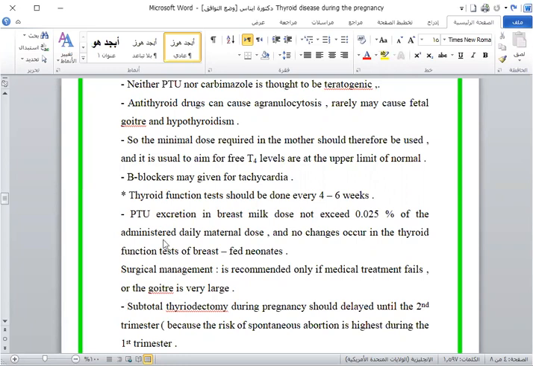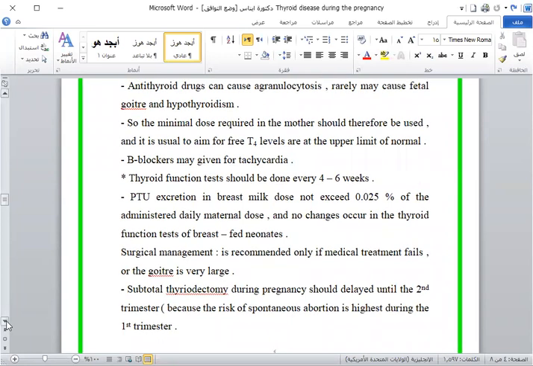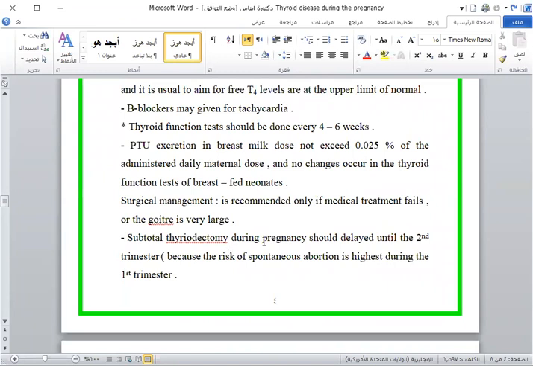هاي بالنسبة للميديكال تريتمنت. What about the surgical management? It's recommended only if medical treatment fails or the goiter is very large and may lead to difficulty in swallowing or difficulty in respiration. What type of surgery? Subtotal thyroidectomy during pregnancy should be delayed until the second trimester. Why? Because the risk of spontaneous abortion is highest in the first trimester.